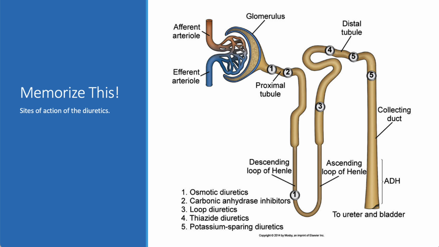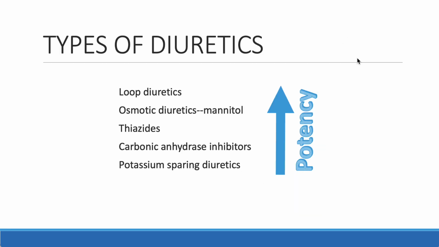Okay? So it's good for you to know where these things do their work. And I'm really only interested in you knowing where the loop diuretics, thiazide diuretics, and potassium-sparing diuretics work. Loop diuretics are easy because they work in the loop of Henle. Now, thiazide and potassium-sparing, they work in the distal tubule.